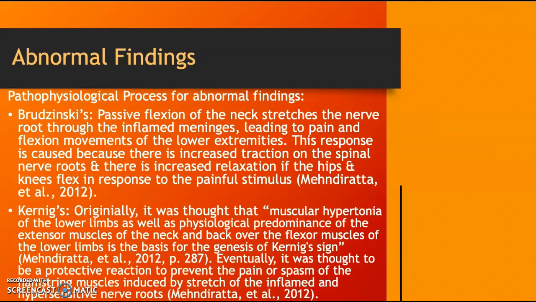Koenig's: originally it was thought that muscular hypertonia of the lower limbs, as well as physiological predominance of the extensor muscles of the neck and back over the flexor muscles of the lower limbs, is the basis for it. But eventually it was thought to be a protective reaction to the pain or spasm of the hamstring muscles induced by the stretch of the inflamed and hypersensitive nerve roots. Thus why it's so painful when you attempt to extend their leg.